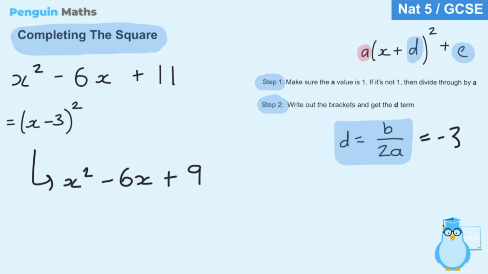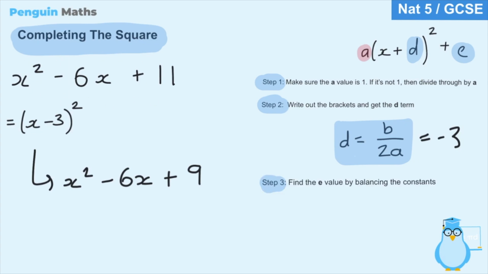But you see here, when we multiply out this bracket, we end up with a constant of 9 at the end, but we want a constant of 11. And that's where up here, the additional e constant comes in to allow us to complete the expression and make it the same as our original one up here.